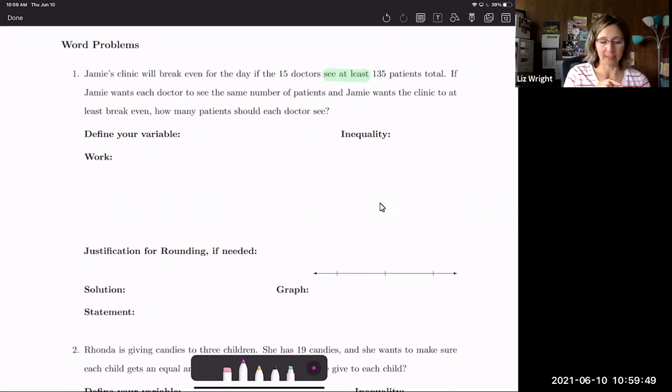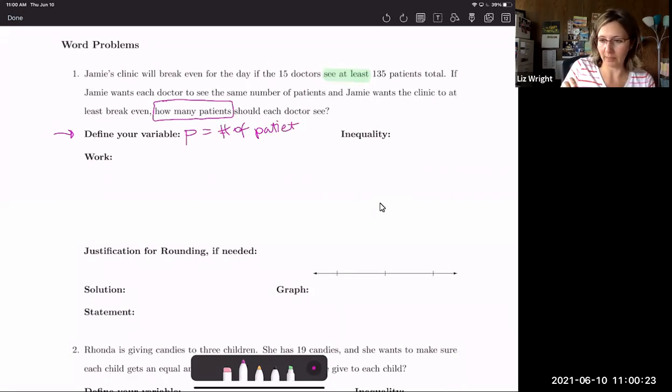So first we are asked to define our variable. Well, that's asking you, what are we looking for? What are we even trying to solve for? And we are looking for how many patients should each doctor see. So my variable, I'm just going to do P for patients. And by the way, you're not just going to say P equals patients. That's not specific enough. So we need to say P equals our number of patients. And it's not just number of patients, because that would maybe be total.